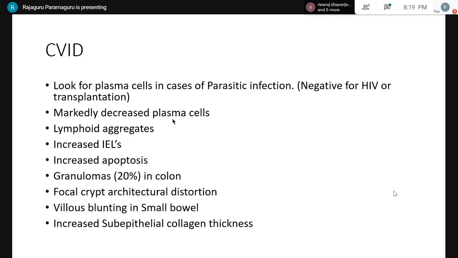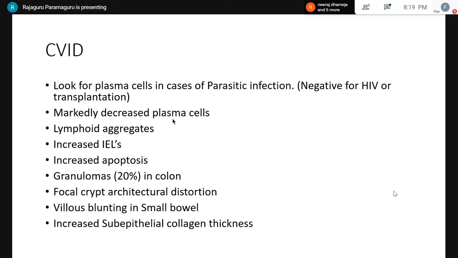Last time we saw a case of common variable immunodeficiency where we saw a lot of giardiasis in the small bowel with villous atrophy and lack of plasma cells in the lamina propria. As I said, in the small bowel and the colon, plasma cells are normal constituents. So if they are absent, then you will have to consider this diagnosis.